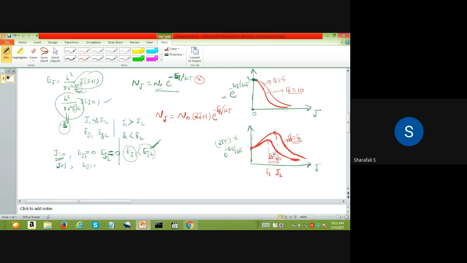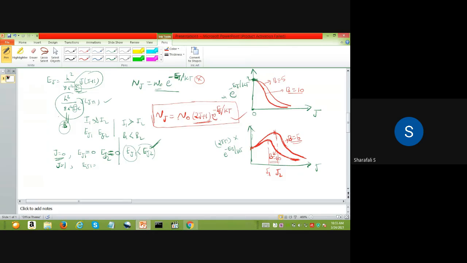Okay, then experimentally it is also coming in the same way. So it is found that the expression for the number of molecules at the different J values comes as this. We have n0, then we have the degeneracy 2J plus 1 into e raised to minus EJ by kT.